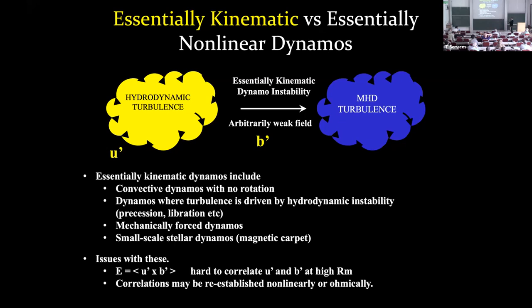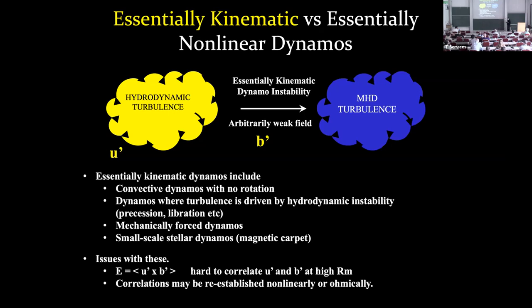Now, I'm not saying there are no problems with these. There are. The issue is the one that Keith alluded to about the electromotive force. The electromotive force is U prime cross B prime, averaged. So imagine U prime is coming from this hydrodynamic turbulence, and B prime is coming from your solution of the induction equation at high RM. It's very hard to correlate U prime and B prime when you average, such that you get a significant mean. And this comes back to the picture Keith drew earlier of the cyclonic events. How do you know you just go around once, or half a time, as opposed to once or 3/2 times?